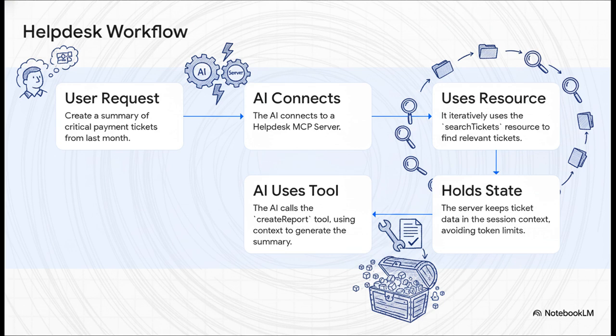The server holds onto that list of found tickets in the session state. This is huge because it means the AI doesn't have to cram everything into its own limited context window. Finally, once it has all the tickets, it calls the create report tool, which uses that context living on the server to generate the final summary. This whole back and forth state-aware process, absolutely impossible with plain old function calling.